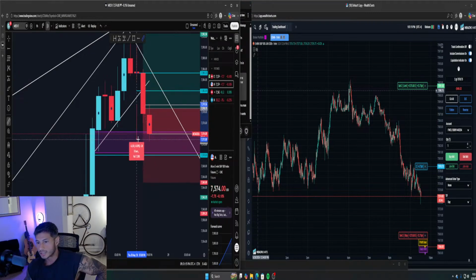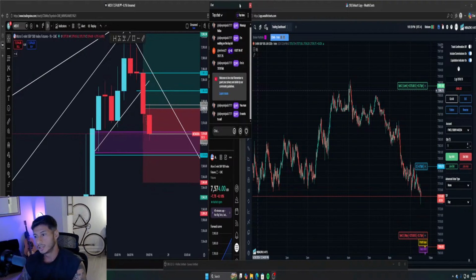You got to think about this, Angel, just to show you how weak price action is right now. In this last hour, we've only moved 22 ticks. That's terrible price action. So we've only moved 22 ticks. So price isn't really doing much of anything right now.